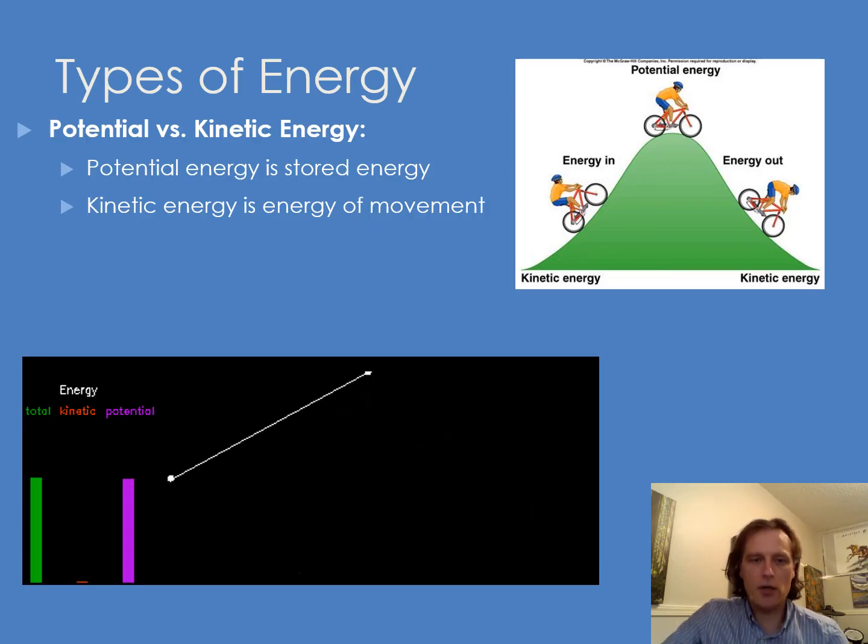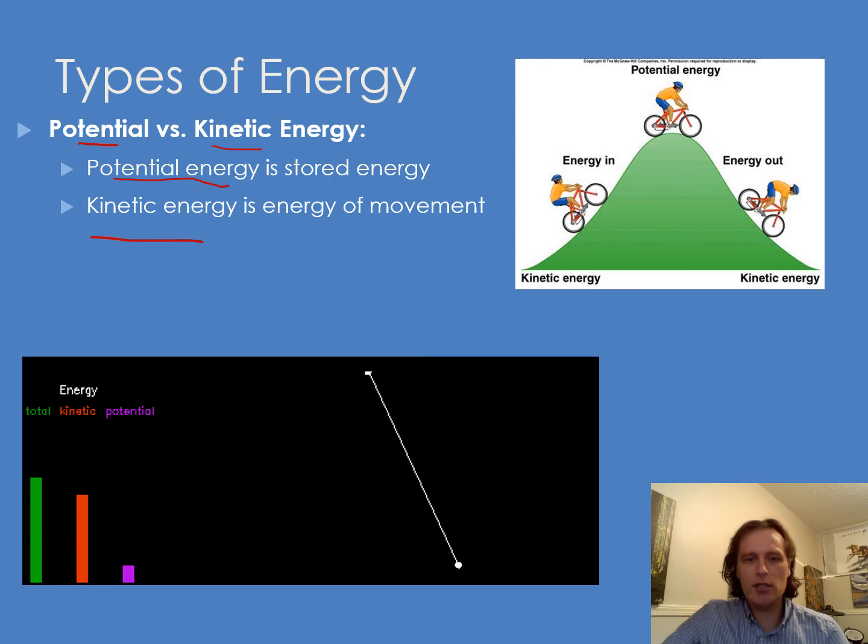So, types of energy. Firstly, there's potential energy. Secondly, there's kinetic energy. Potential energy is stored energy, stored in some way. Could be chemical, could be you're sitting on top of a hill on your bicycle, could be other things. Kinetic energy is the energy of movement.